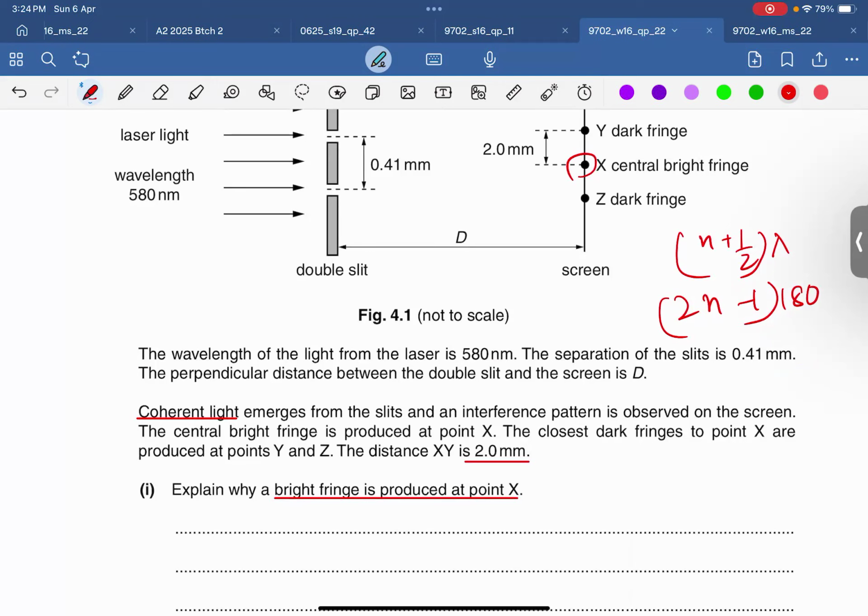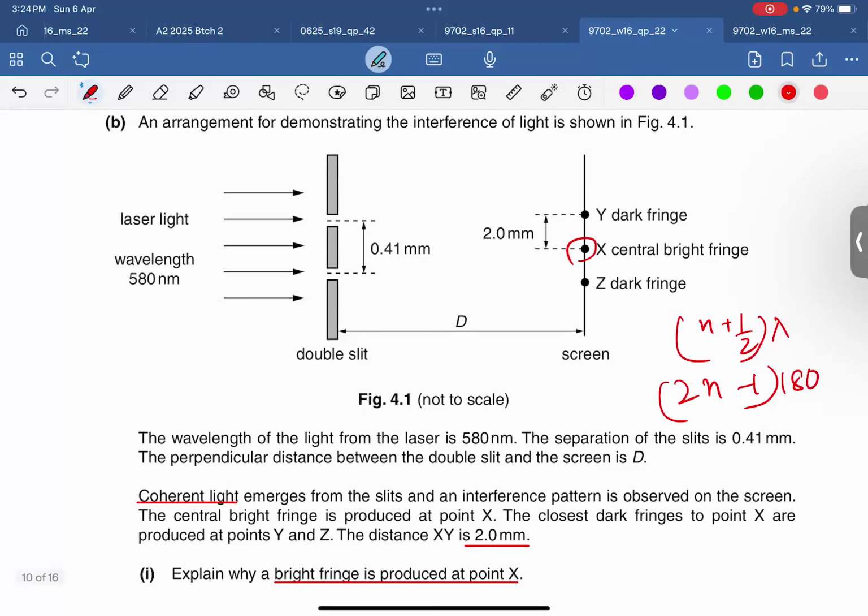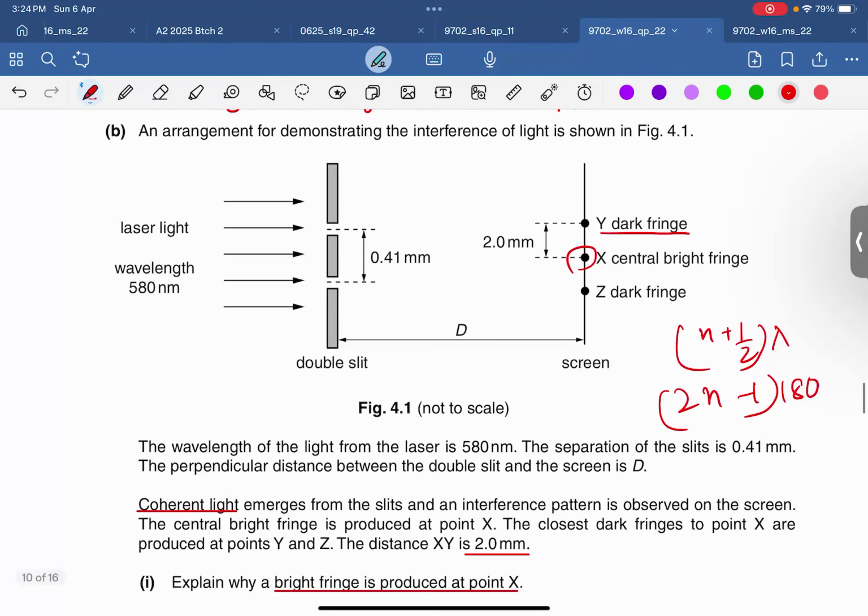Clear? Sir, do we have to write n plus half lambda, or can we just write values like 0.5 lambda, 1.5 lambda? If they're asking for a specific value, like if they're asking about Y, then you can give the specific value. For Y it will be 1/2 lambda, and for the phase difference it will just be 180. So you can write that. But if they're asking the general question, that there is constructive interference at any point and you don't know the order number, then you have to use n. Clear?